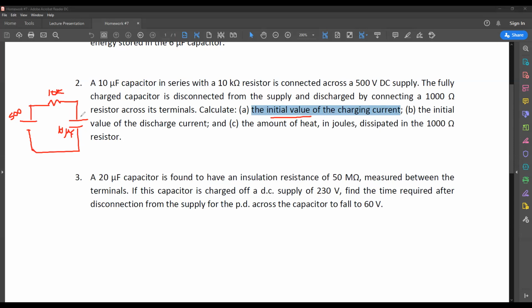If I have 0 voltage here and 500 here, then the initial current here would be what? I of 0 will be what? 500 minus 0 over 10K, right? This is the initial value of the charging current.